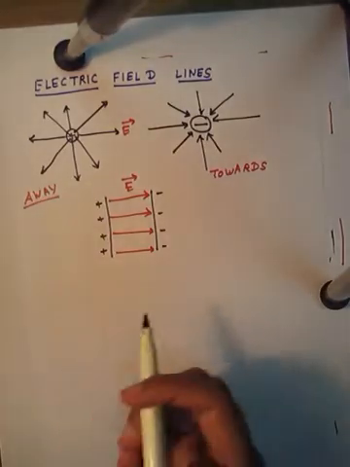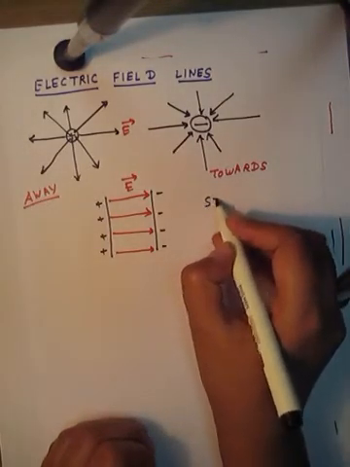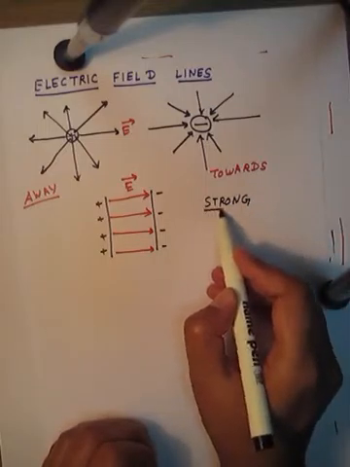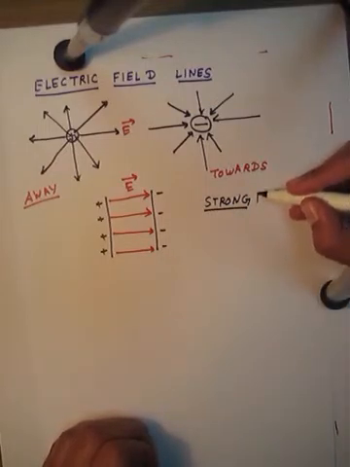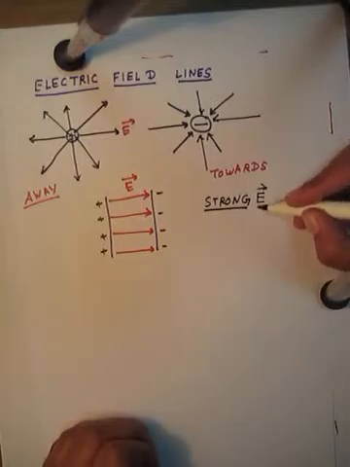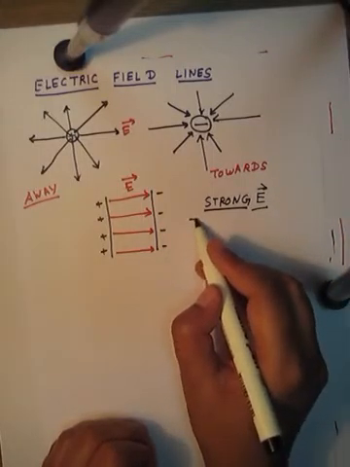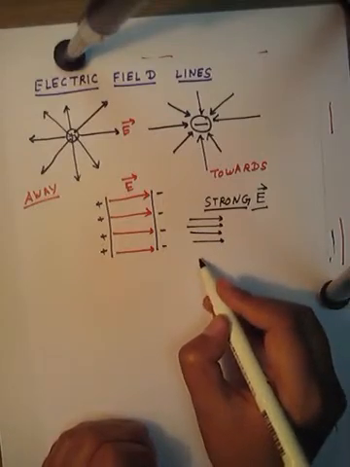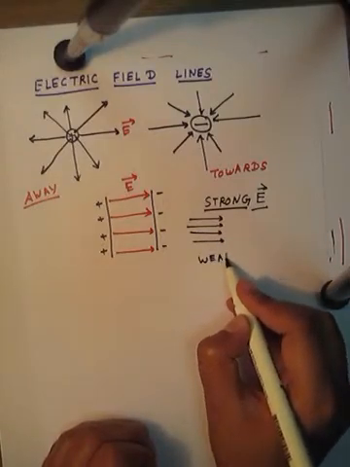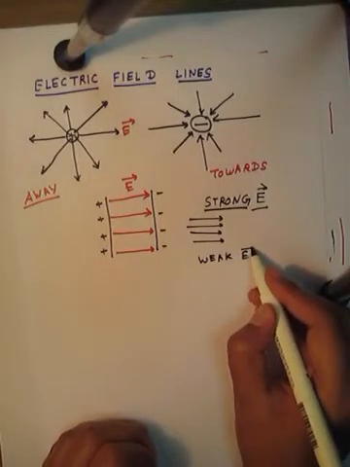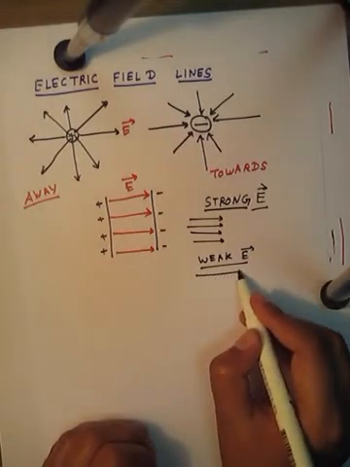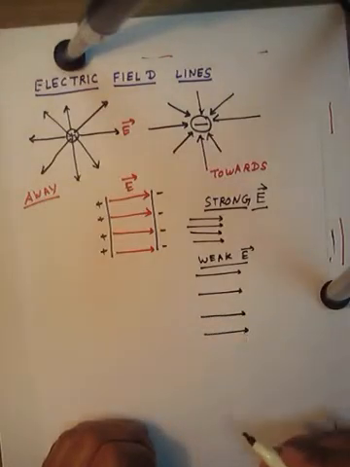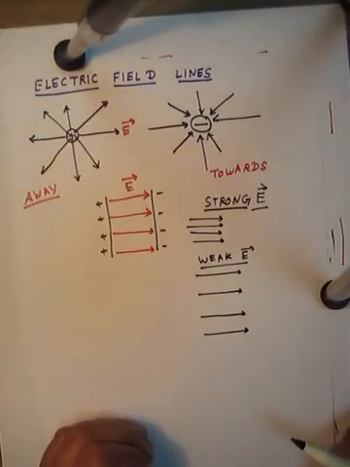Now, a strong electric field is depicted by lines which are closer to each other. Okay, and a weak field is depicted by lines which are away from each other. They are broadly spaced. Okay, so this will be a weak field.